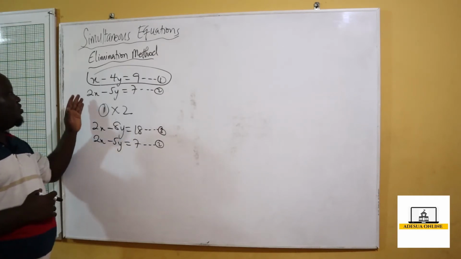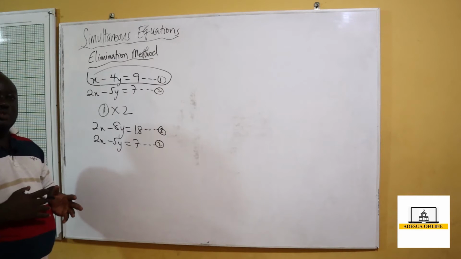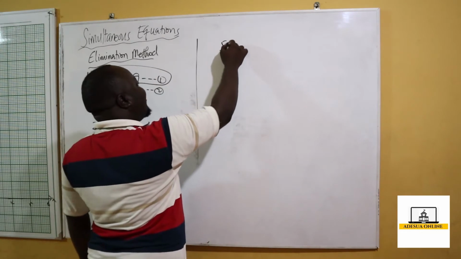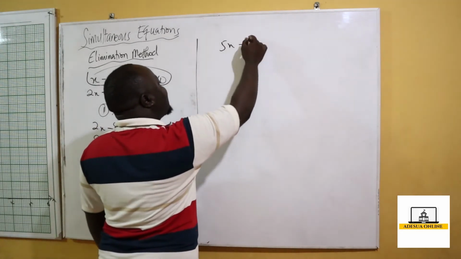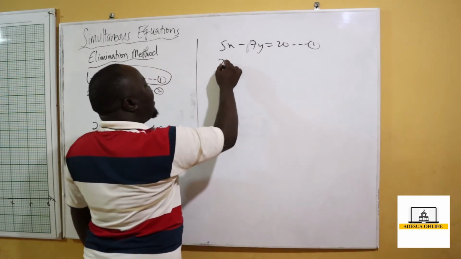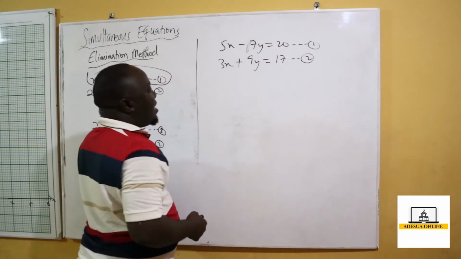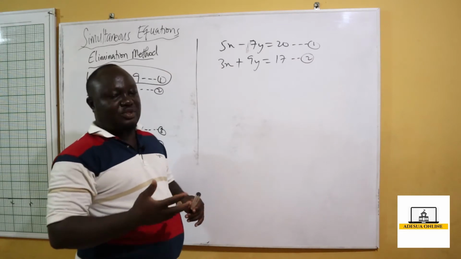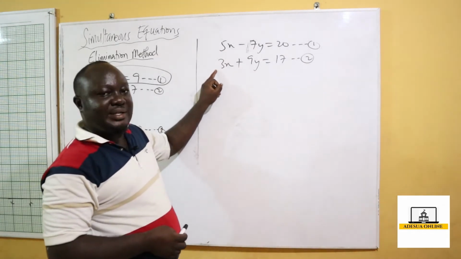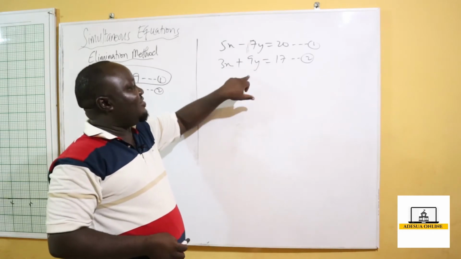Make sure you use a multiplication of one of each variable to get rid of one of them. So another example is if I have 5x plus 7y equals 20 as our first equation, and I have 3x plus 9y is equal to 17 as our equation 2. Now assuming I want to eliminate x or y in this equation, you could see this is 5, this is 3. They don't have the same coefficient. This is also 7, this is 9. They also don't have the same coefficient.